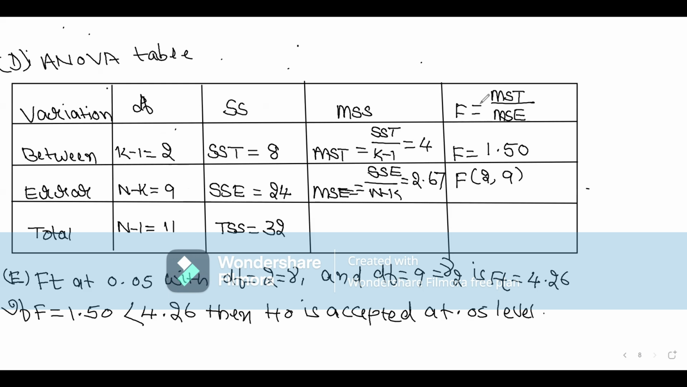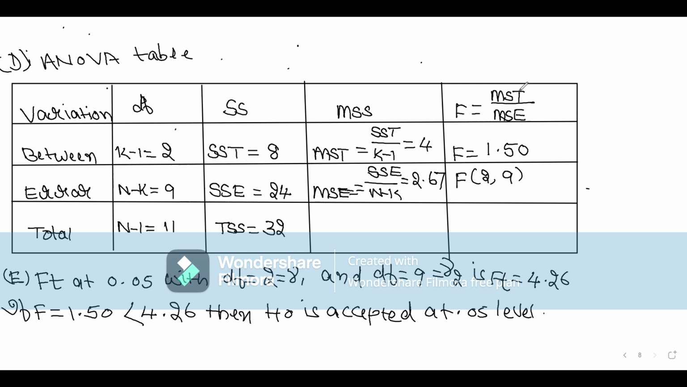Okay. Now, next, here F. F equal to MST divided by MSE. If MST is greater, it is MST upon MSE; if MSE is greater, it may be MSE upon MST. Here MST is greater because it is 4 against 2.67. Whichever is greater, you take it in the numerator. Whichever is smaller, take it in the denominator. Then 4 upon 2.67, you are getting 1.5.